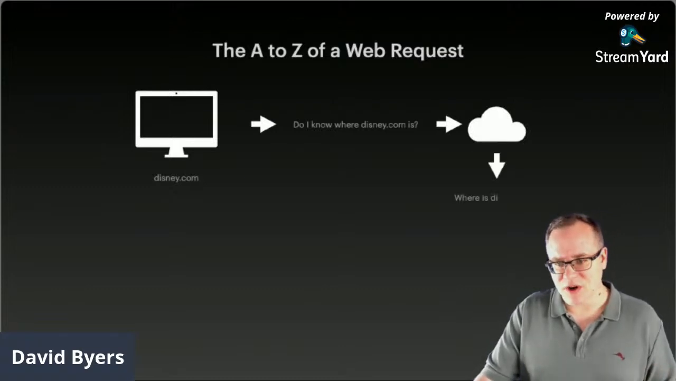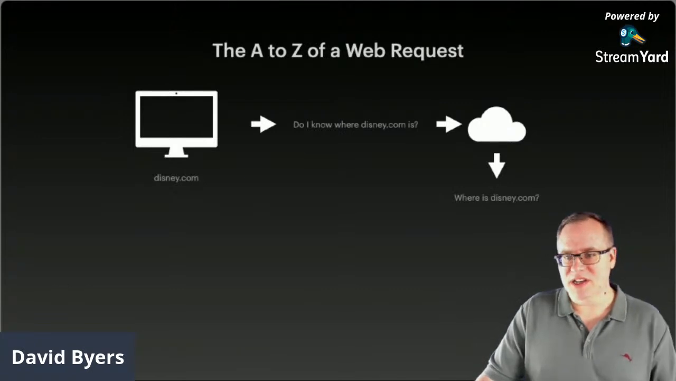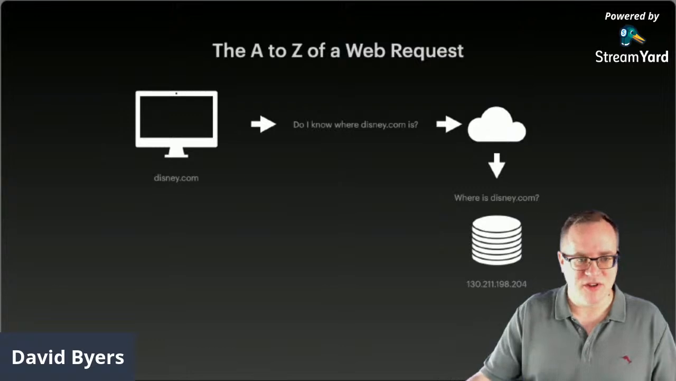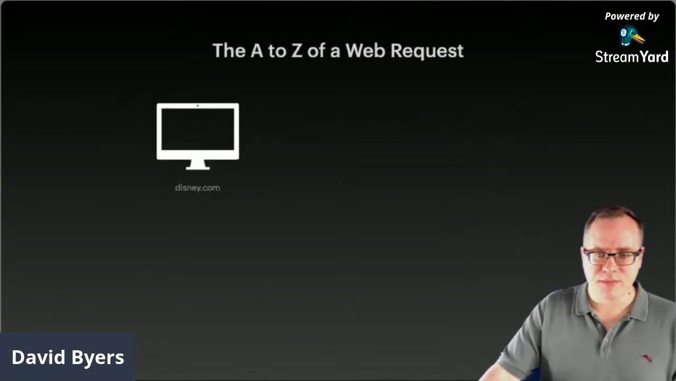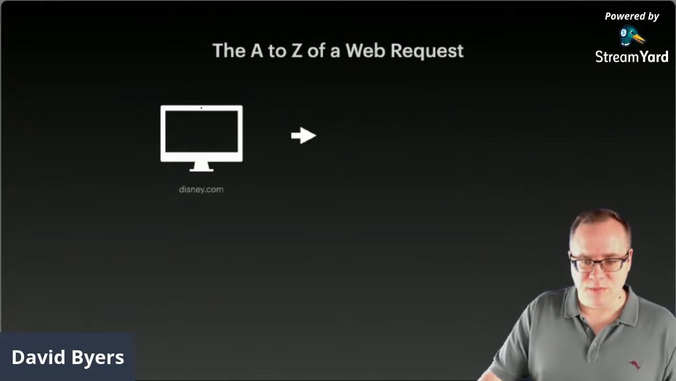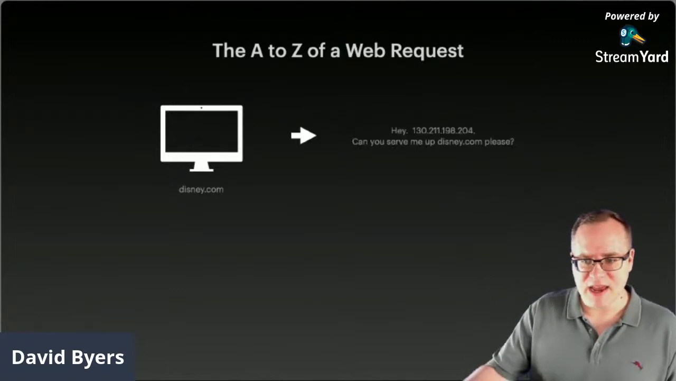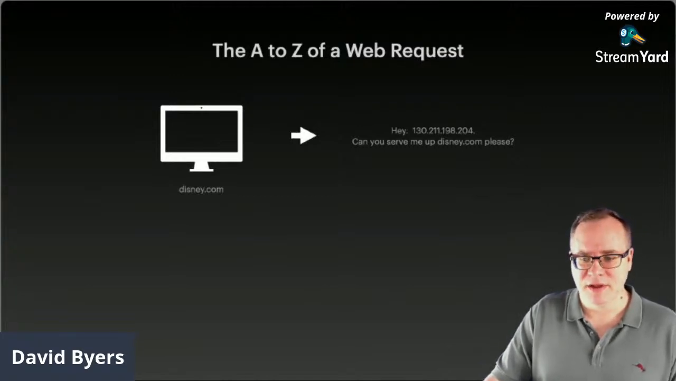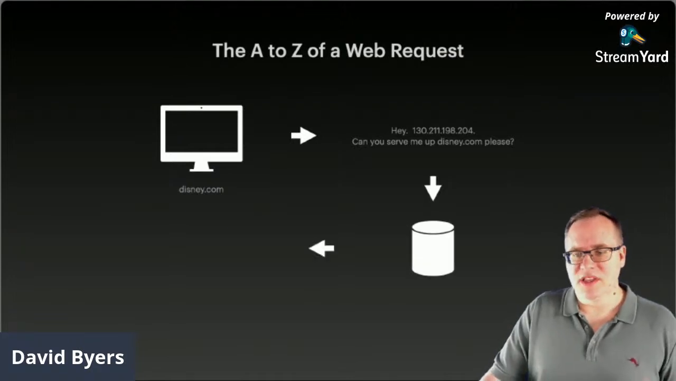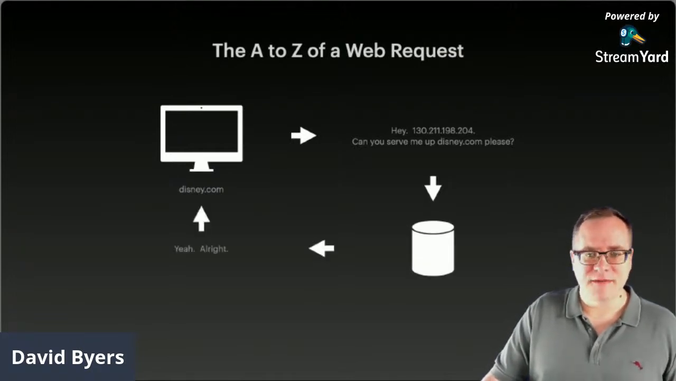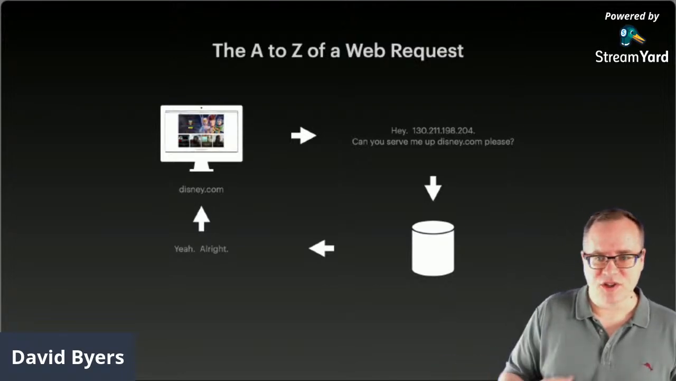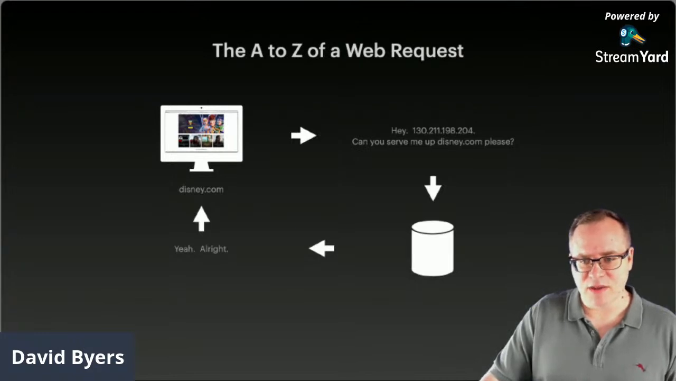Your computer asks the DNS server, where's Disney.com? The DNS server will respond and say that it exists at this IP address. Great. Now your computer knows where Disney.com is. So then your computer goes out and says, hey, this IP address, can it serve me up Disney.com, please? And that response goes to another server, which says, yeah, all right. And sure enough, Disney.com comes up on your computer. That's the A to Z of it. Your computer makes a request, the server sends the response, bingo, bango, you've got the website.